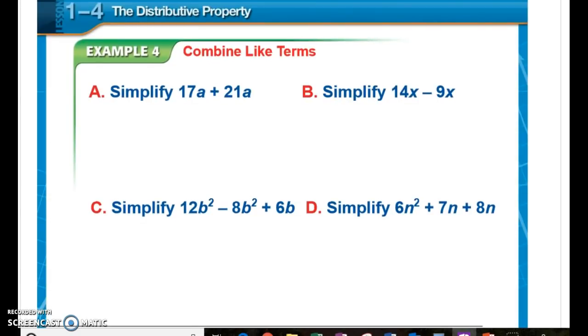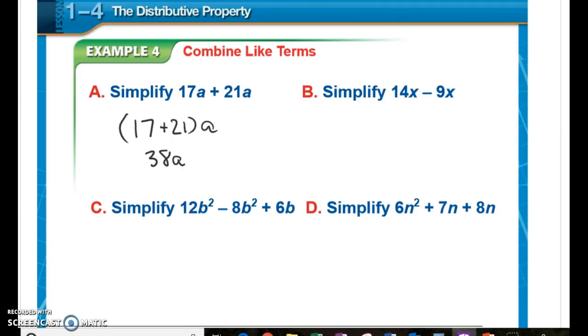Combining like terms, you're just going to take these and do what it says, combine. So simplifying this first one is the same thing as doing 17 plus 21 times a. Now that looks like our distributive property in the reverse way. So really, that's what we're doing. That's why we're allowed to do it, because of the distributive property. So 17 plus 21 is 38a.